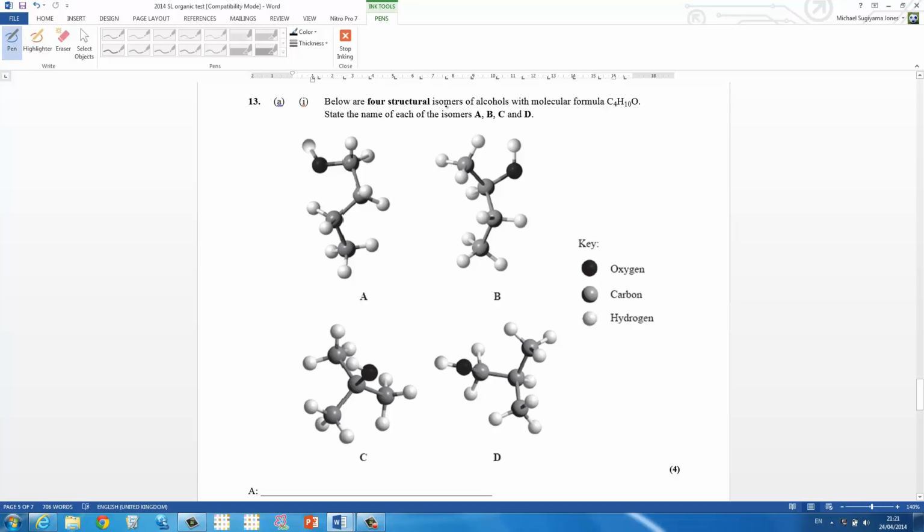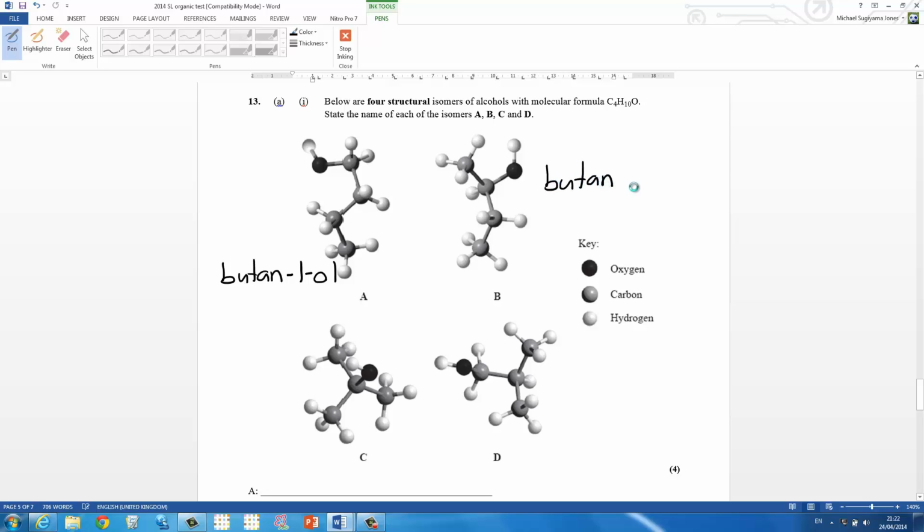Moving on to question 13. We have 4 structural isomers of alcohols with a molecular formula C4H10O. Name each of the isomers A, B, C, and D. Let's start with A, the longest chain is butan, and where's the OH group? On carbon 1. So it's butan-1-ol.